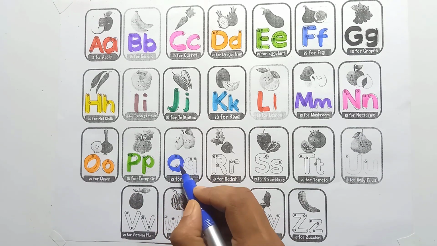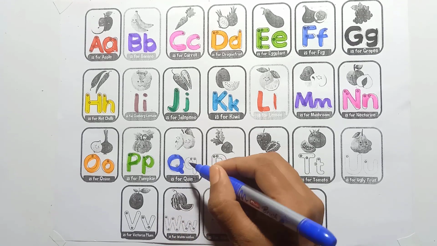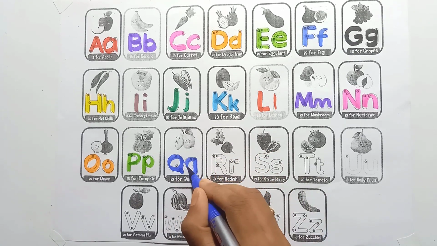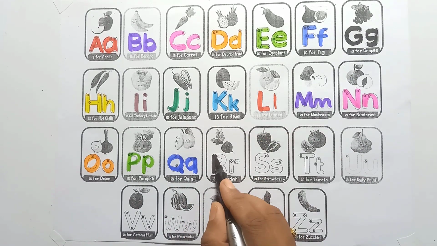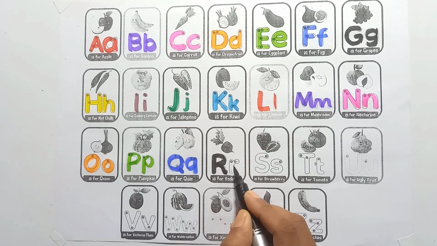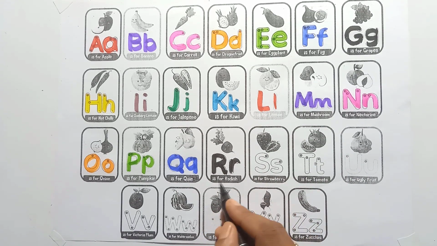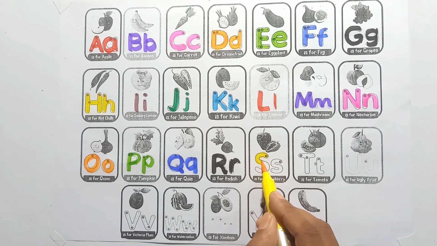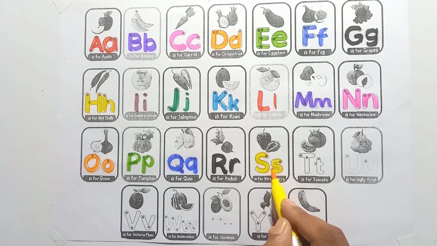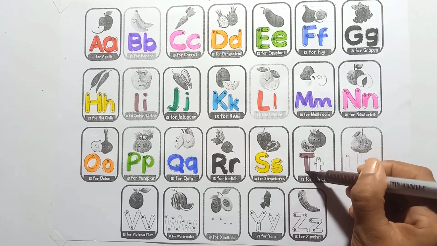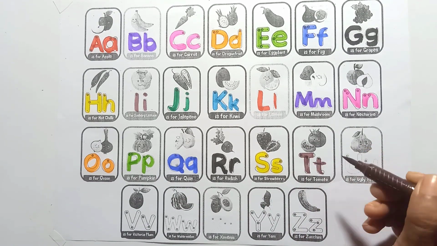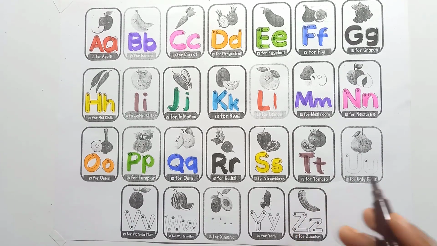Q. Q is for coins. R. R is for radish. S. S is for strawberry. T. T is for tomato.